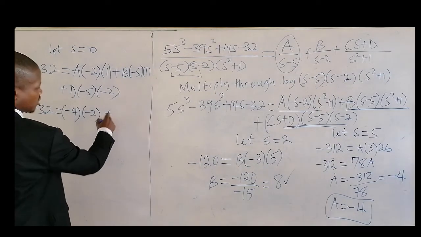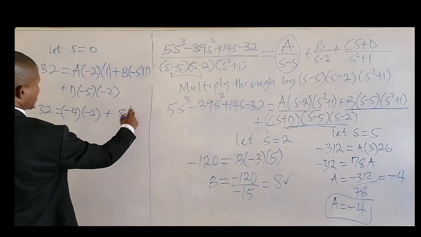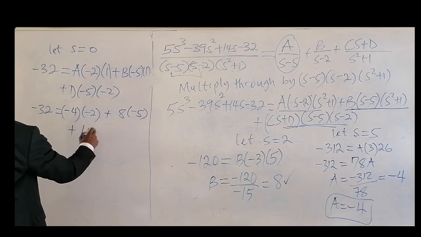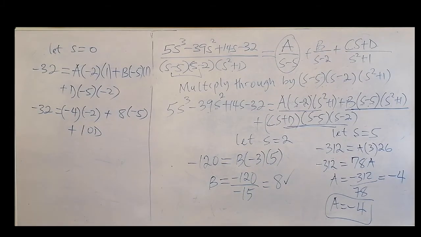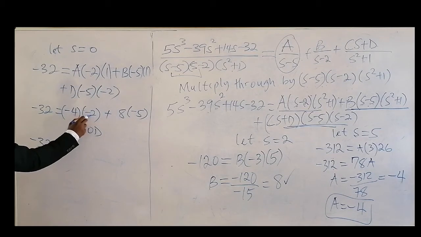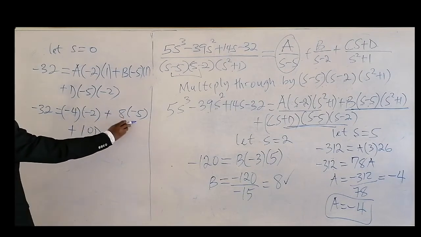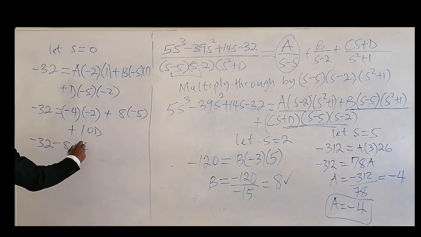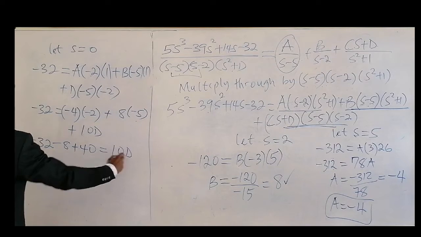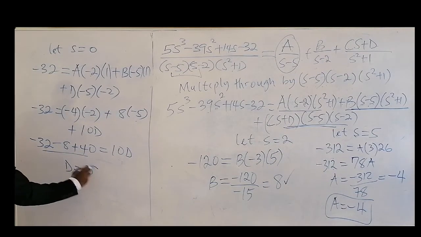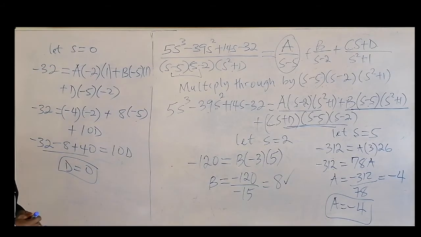Okay, then B is what? 8 times minus 5, and that's what? Plus 10D. So we're going to have minus 32. This one times this one, that's 8, take it to the other side, becoming negative. This is minus 40, take it to the other side, that's plus 40, got to 10D. So this one is 0, so D is what? D is 0. Then the next value we can try 1, then try minus 2.